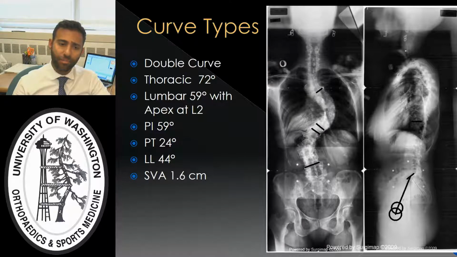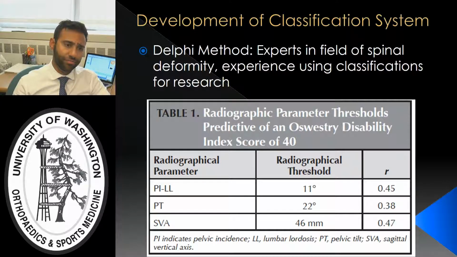Here's another example. This is a double curve. This is likely a patient that had adolescent scoliosis that was untreated, possibly in the thoracic region, and then over time developed a compensatory and progressive lumbar curve. And so they have a double curve. Thoracic is 72, lumbar is 59 with an apex at L2. Pelvic incidence is 59, the pelvic tilt is 24, lordosis is 44, and the sagittal vertical axis is 1.6 centimeters. So overall, they're reasonably well balanced in the coronal and the sagittal plane, despite having a scoliosis.